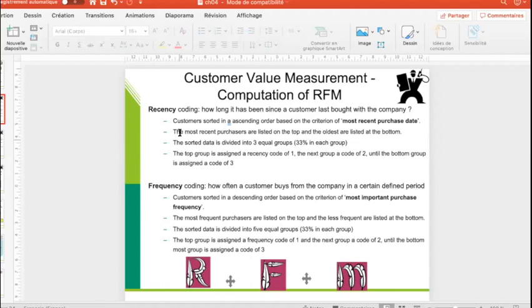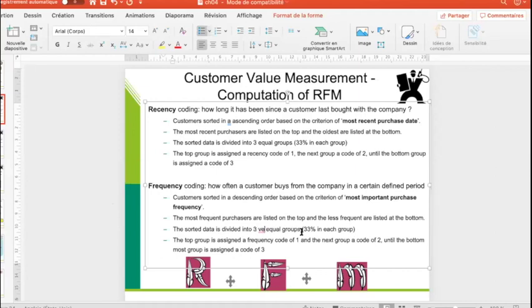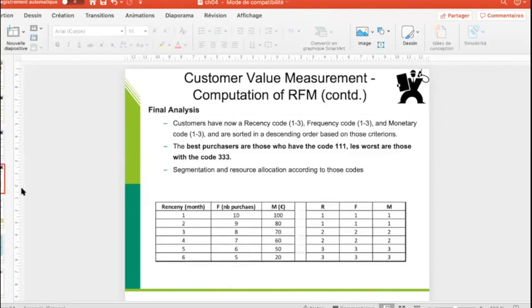The next step is to do the same thing for frequency. Frequency means how often a customer buys from the company in a time period. You sort the customers in descending order, with the highest purchase frequencies at the top of the database and the customers who buy less frequently at the bottom. Again, you divide them in three groups and assign a score between 1 and 3. In my example, two customers buy very frequently, 10 and 9 times, then some who bought 8 and 7 times, and some who bought less, 6 and 5 times. I assign a score: 1 for the most frequent customers, 2 for the medium frequent customers, and 3 for the least frequent customers.